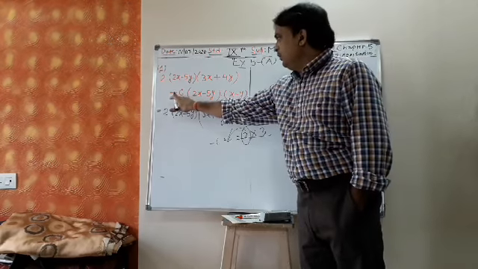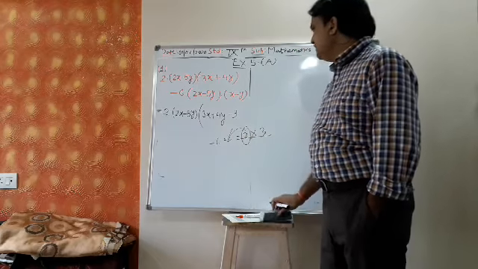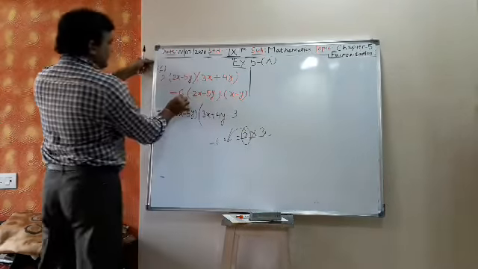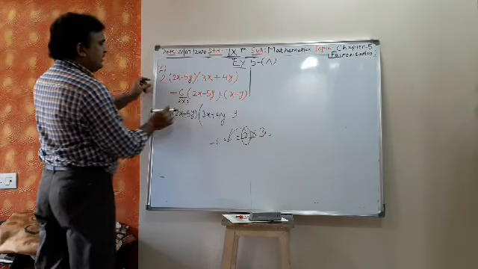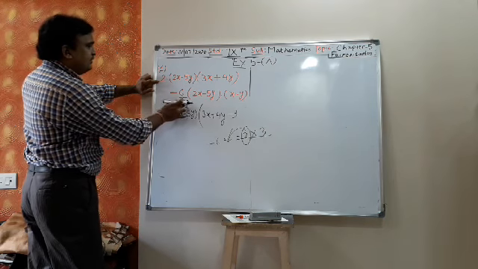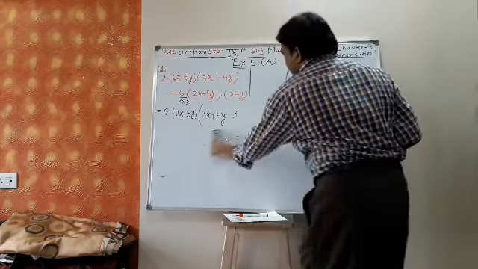From minus 6, I have taken 2 outside. 2 is common. In 6, I can write 2 into 3, or not? In 6, I can write 2 into 3. Then 2 I have taken outside. Then what is left? Minus 3 is left.